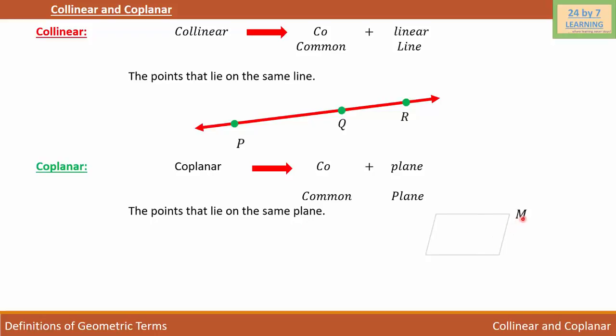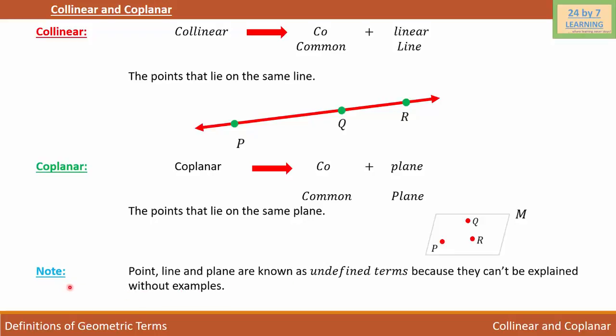Let this be my plane M. Now, in order to show that this plane is coplanar, I'm going to consider 2 or more points. So let this be my point P, let this be my point Q, and this is my point R. As we can see, all the 3 points P, Q, and R lie on the same plane. So these points are basically known as coplanar points.